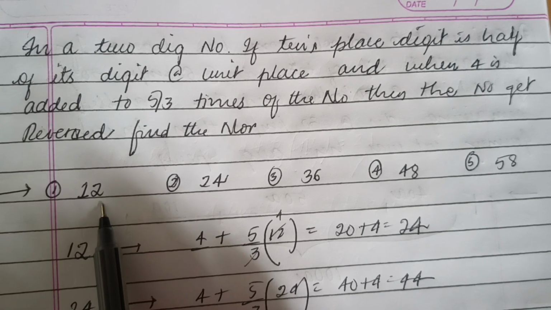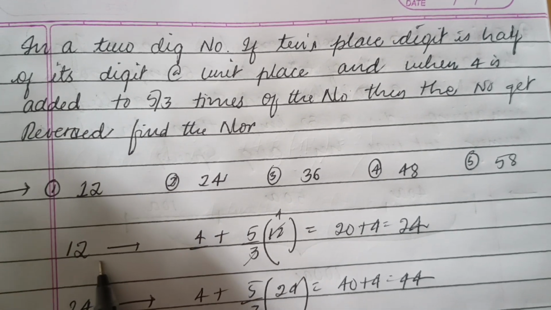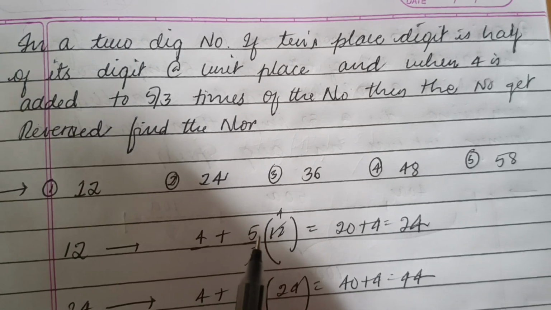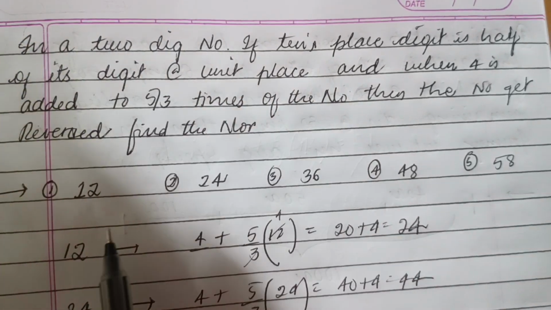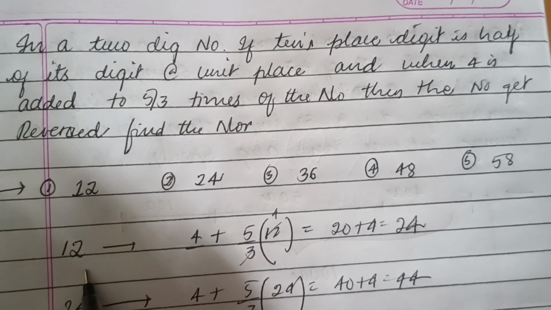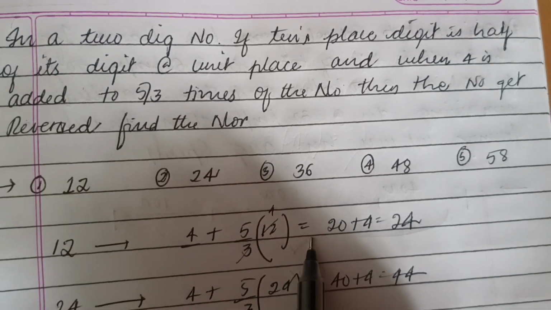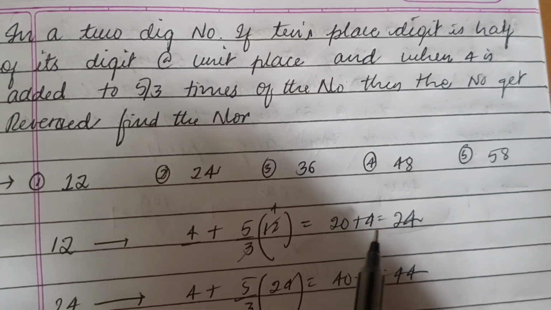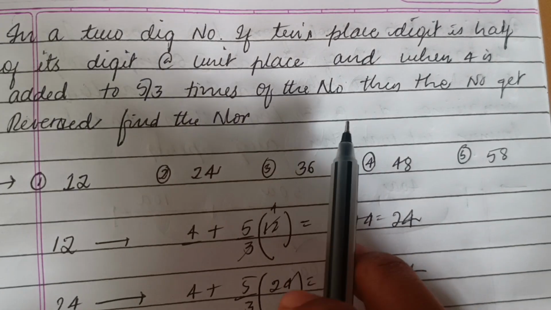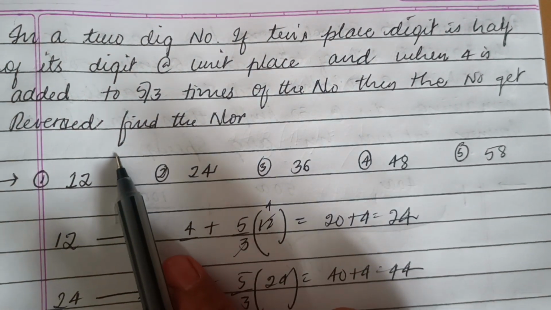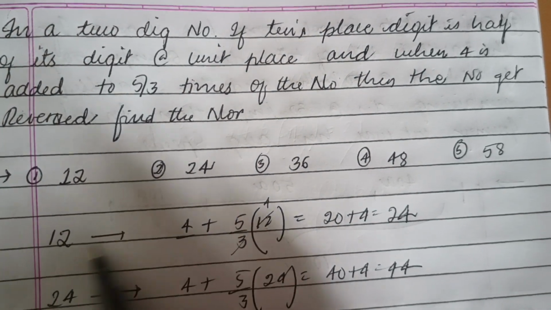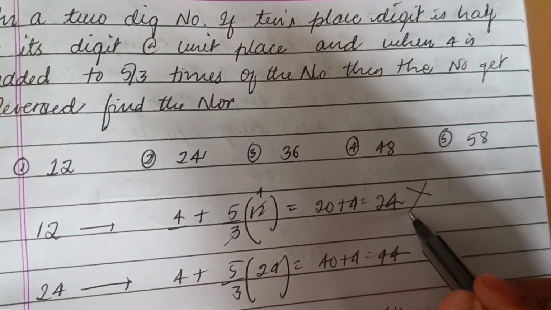Let's get started with the first option, that is 12. If 4 is added to 5 by 3 times of the number, here I have taken the first option, so the number will be 12. That will be equal to 3 ones are 3, 3 fours are 12, which is 20, plus 4 will be equal to 24. They have told that the number gets reversed. Here this 24 is not the reverse of 12, so this option gets ruled out.